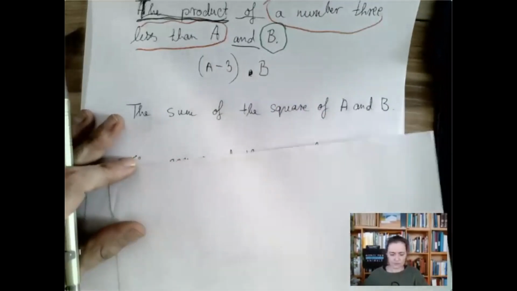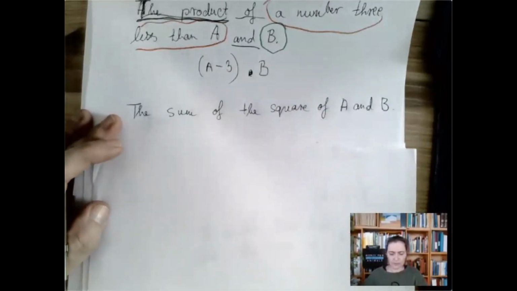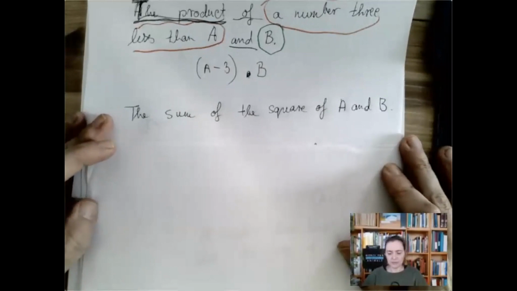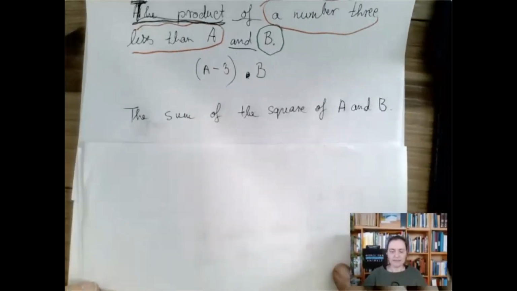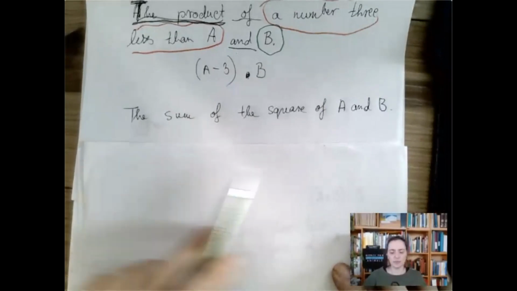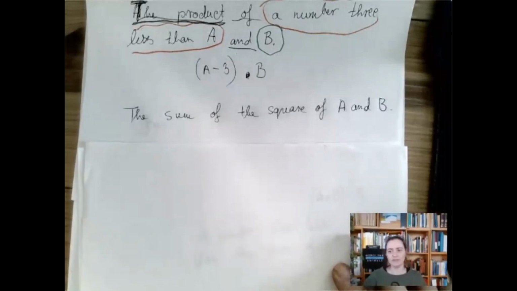I'm not sure if the notes will be all that good today. The sum of the square of A and B. Well, actually, I didn't read it out right. My intonation was not helpful. Try to read it for yourself. A equals B is A equals B. This is much more involved. So the sum of the square of A and B.